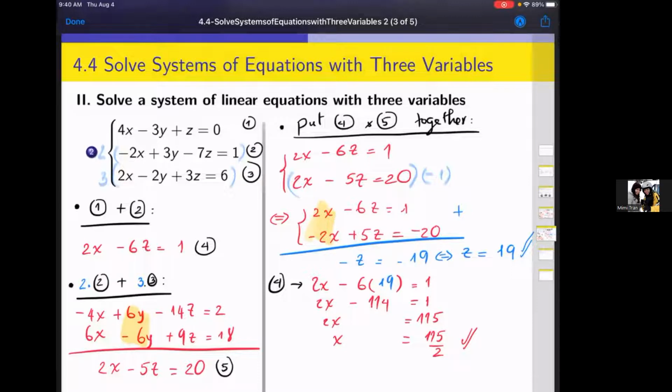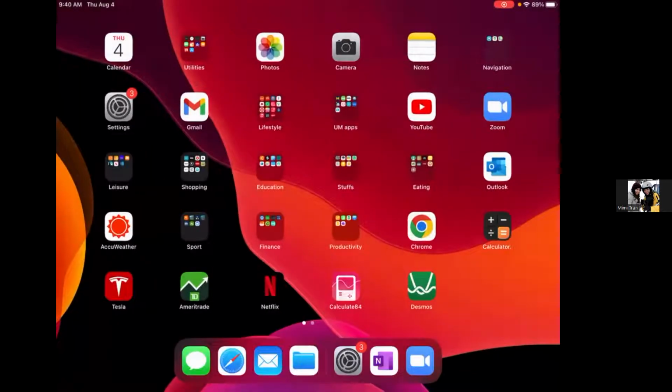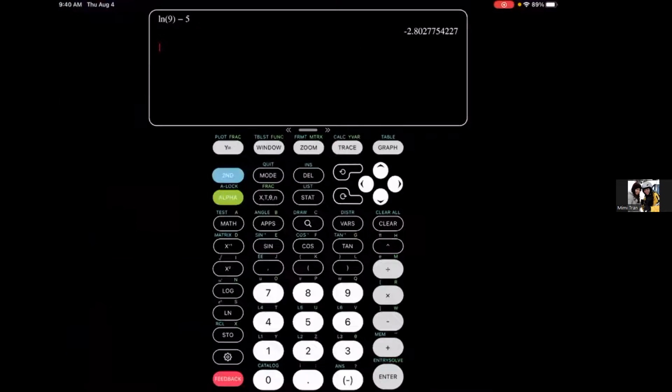Because z is 19. All right, let me plug in. Taylor, read for me. I'll tell you what to read. What is the value for z? We solved for z. What is it? 19. Okay, so 19 is stored for z. I'm sorry, no. 19 is z, right?